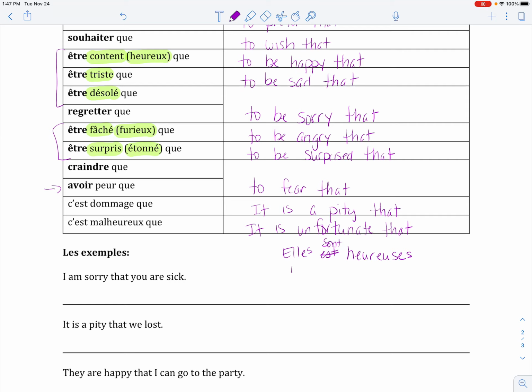Surpris, because it ends in an S, if they are surprised, ils sont surpris, you won't add another S to that adjective. But generally speaking, for these adjectives, if it's feminine, we're going to add an E. If it's plural, we're going to add an S, which is going to be important along with the conjugation of the verb. Your adjective agreement is going to be important as well. So I'm going to get these examples off there so I can do the ones down at the bottom of the page.